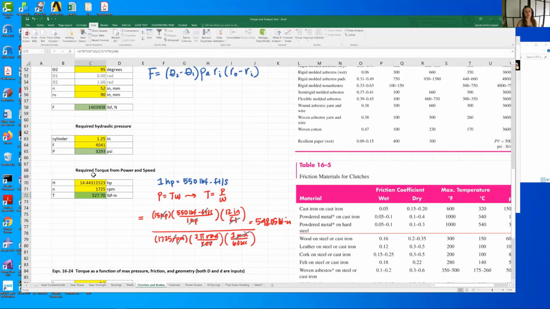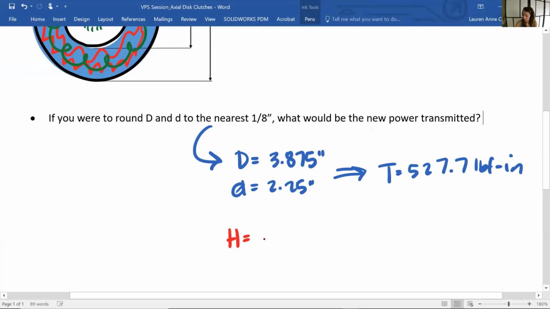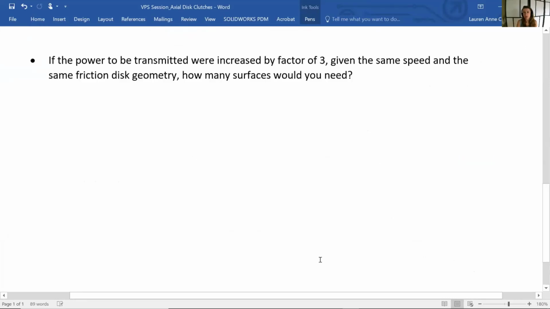That makes sense. So you're transmitting a little bit less torque. Speed is held constant, so that means that you're overall transmitting a little bit less power. So power, 14.44 horsepower. And then last part of this problem, if the power to be transmitted were increased by a factor of 3, given the same speed and the same friction disk geometry.